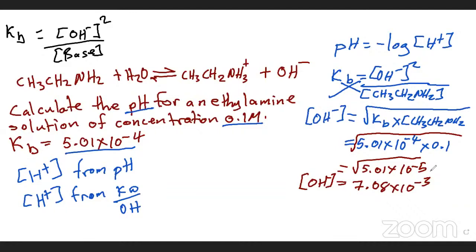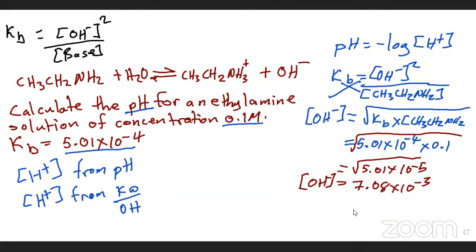All right, now that we have the OH concentration, we can do two things. You can choose which one you prefer, all right? But the quickest route, we could find pOH and subtract it from 14. Or you could divide this. All right, so let me just do the two ways and you can choose which one you prefer. But this is the first part of the calculation where you'll find the hydroxide ion concentration.